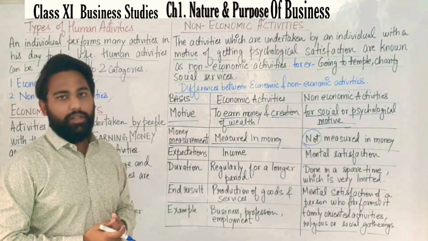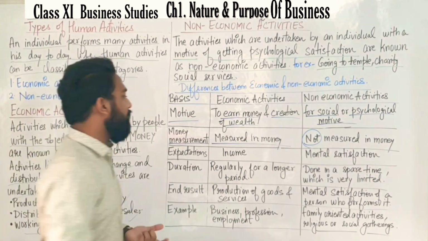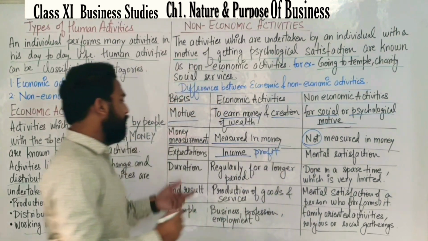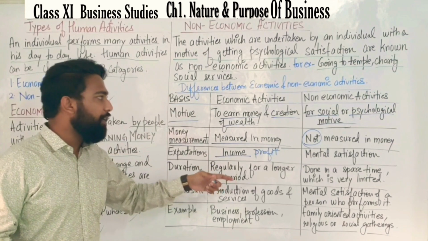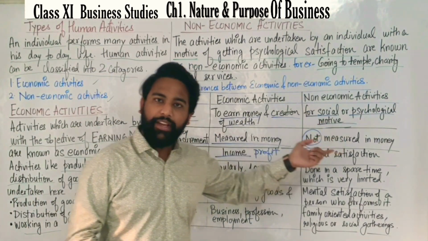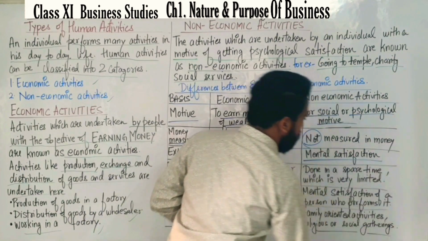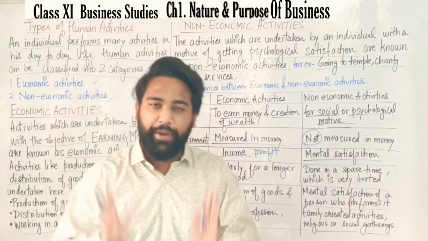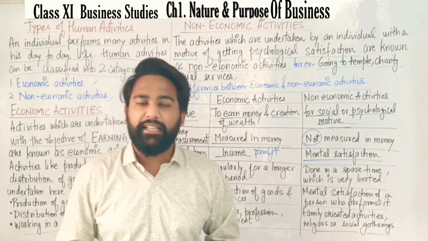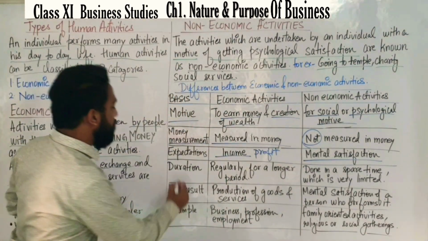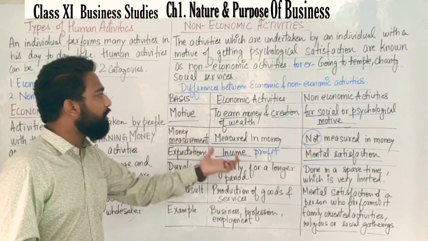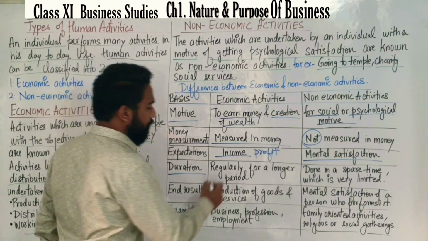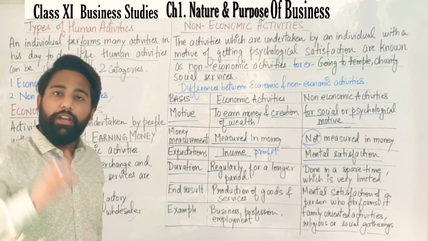Now, expectations. The expectation of economic activities is to earn some income or to have some profit. So, these are the expectations like income and profit. Now, what are the expectations of non-economic activities? They are mental satisfaction. If we are doing something which is a non-economic activity, then the expectation is just to have mental satisfaction in our minds. Now the duration, for how much time we do the economic activities and non-economic activities. Now we do the economic activities on a regular basis.